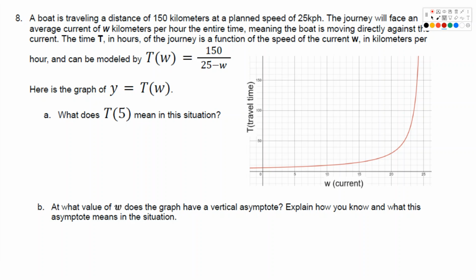And so, it asks, what does T of 5 mean in this situation? Remember that W, which is along the x axis, is the speed of the current. But the output values, T of W, would tell you how long it would take, the time. So in responding to this question, T of 5 is an output value. T of 5 is the travel time, this value right here.